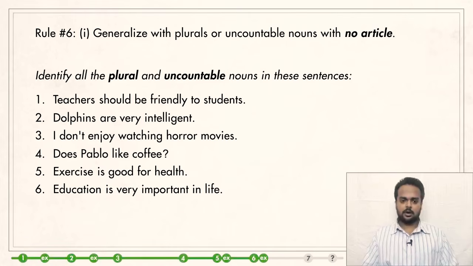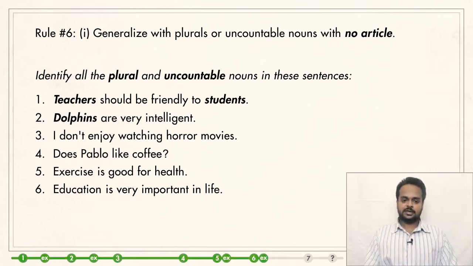Okay, in number 1, there are 2 plurals, teachers and students. Here, we're not talking about any one teacher or one student in particular. We're saying that all teachers should be friendly to all students. In number 2, dolphins is a plural noun. We're using it to say generally that all dolphins are intelligent. In number 3, horror movies is what I'm generalizing about. I'm saying I hate all horror movies, not a particular one.